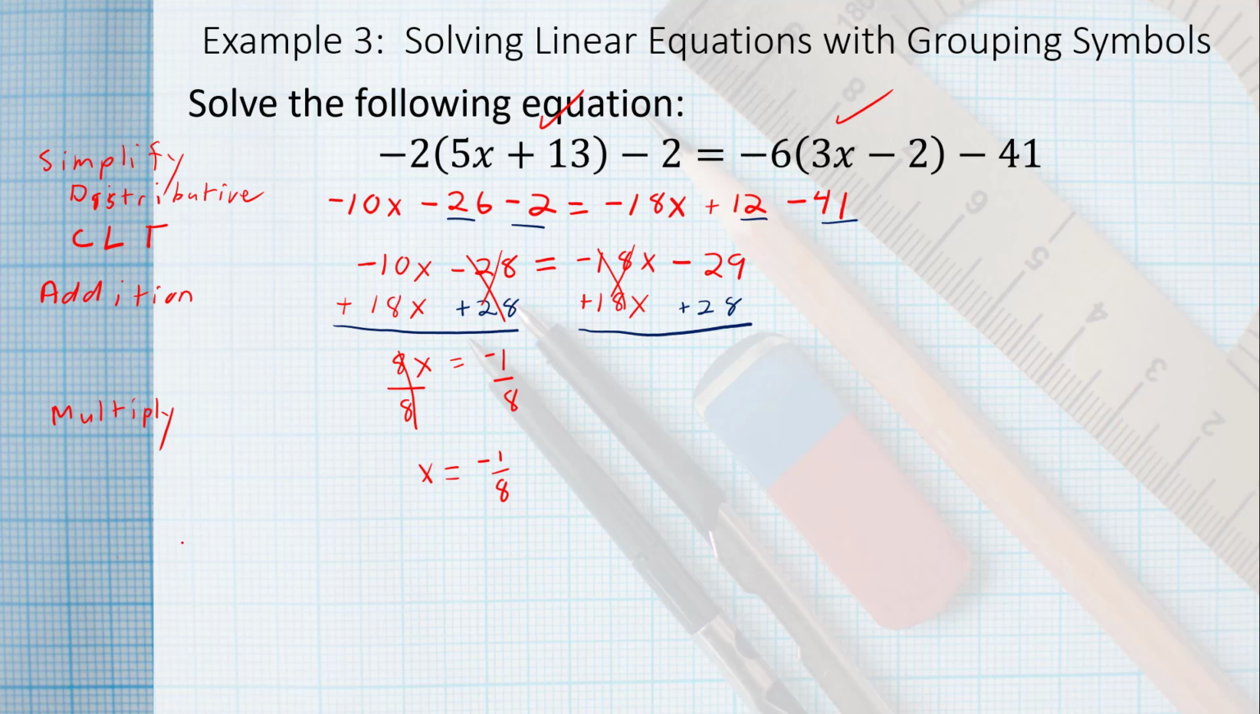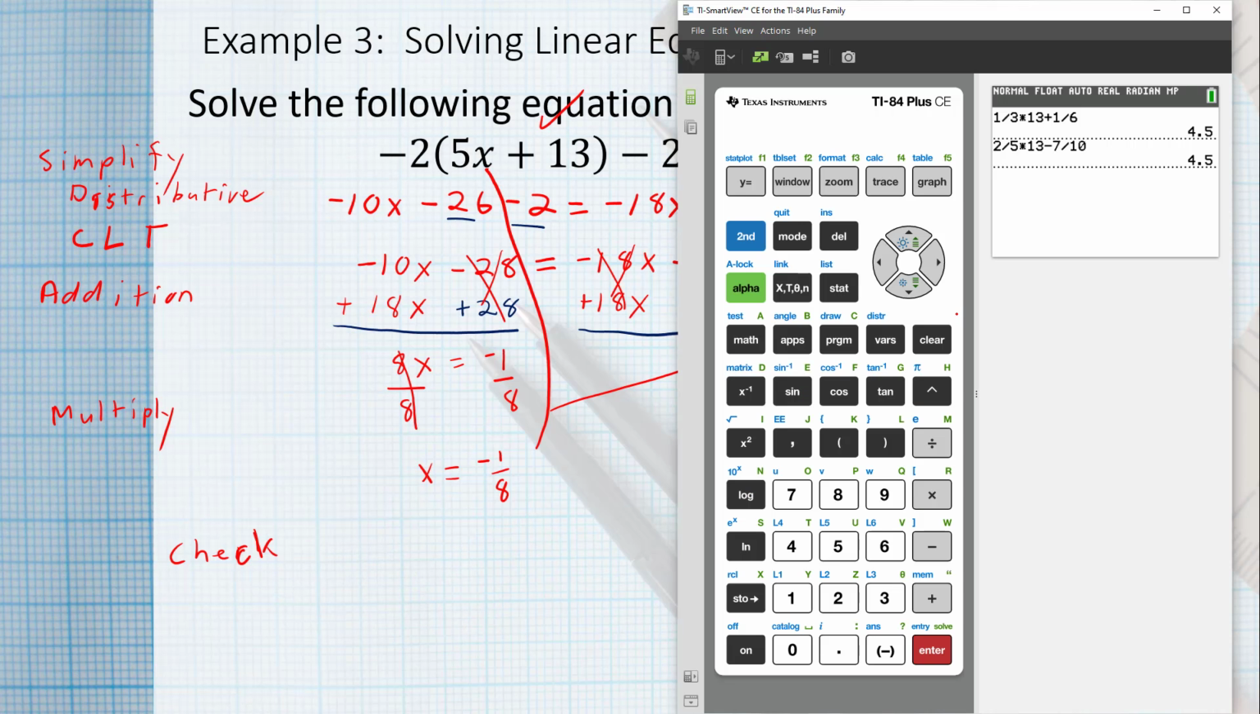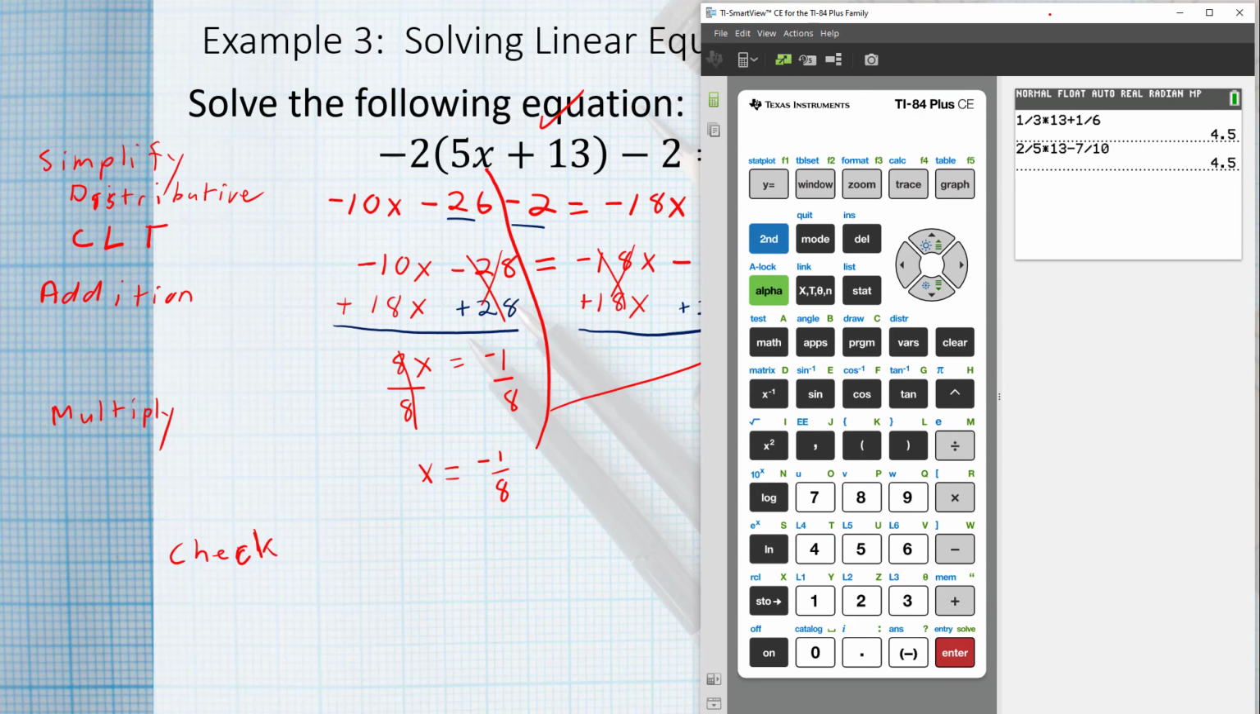All right, now we need to check. And we're going to do that by substituting negative 1/8 in for x there, and then for x there, well, everywhere you see x. Now, doing that on paper might be a rather daunting approach, so it might be better if we actually use a calculator. And here is our calculator. So let's go ahead and do the left-hand side with x being equal to negative 1/8.